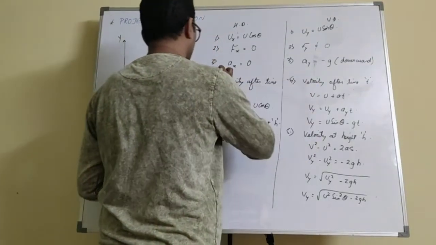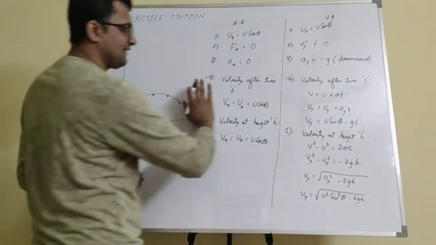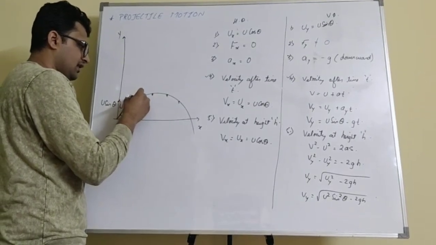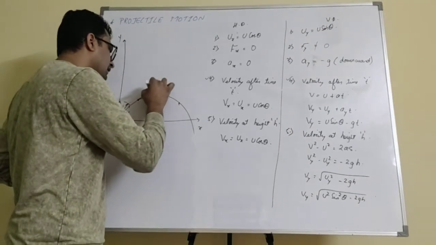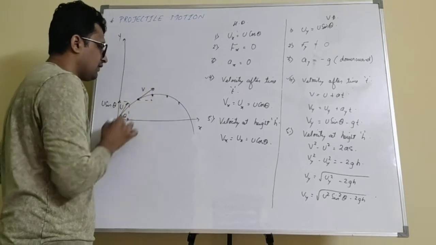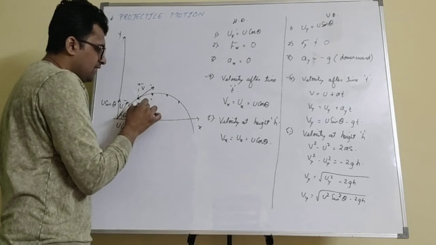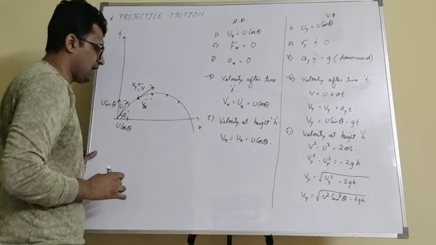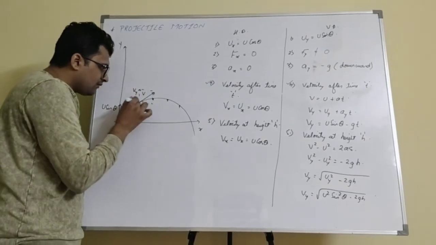Okay. Now let's analyze this situation. Here we are assuming that this situation is after time t. Here is our projectile after time t. So look, this is the velocity of the projectile right now. This will be Vx and this will be Vy. And here, what will be this angle?